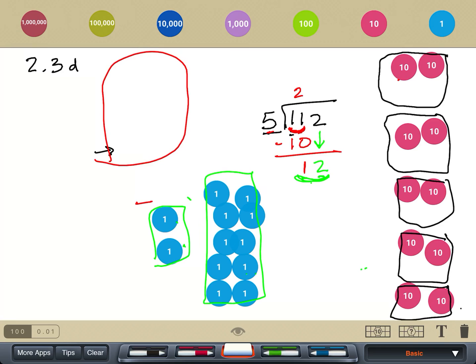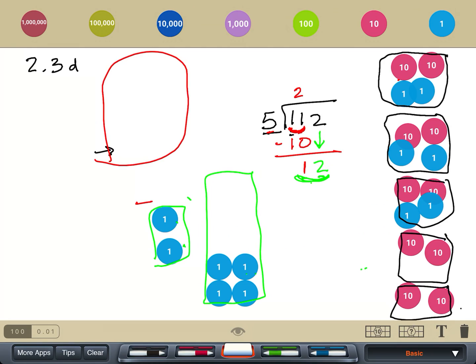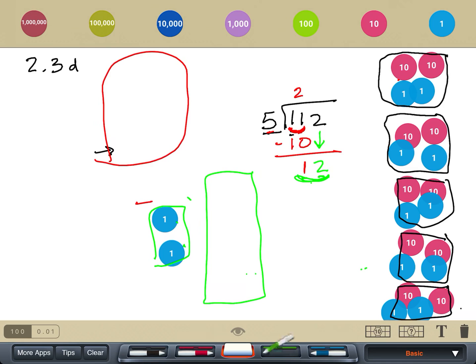So let's think about this. We could put 2 in each, and that would use up 10. We'd have 2 left over, but we wouldn't have enough to put 3 in each. So let's go ahead and put 2 in each. And now we have 2 left over. And we would write that in our algorithm this way. We would say we put 2 ones in each of our 5 groups. We used up 10 of our ones. We have 2 ones remaining.